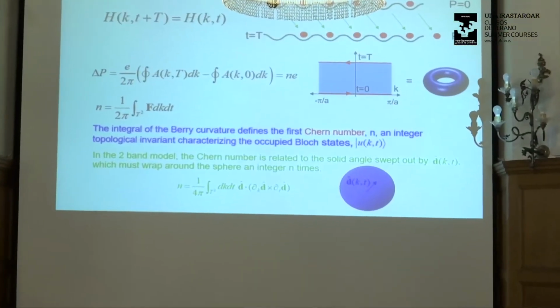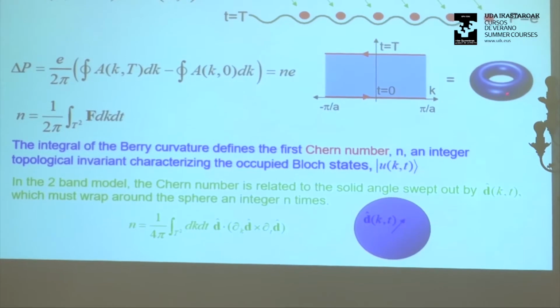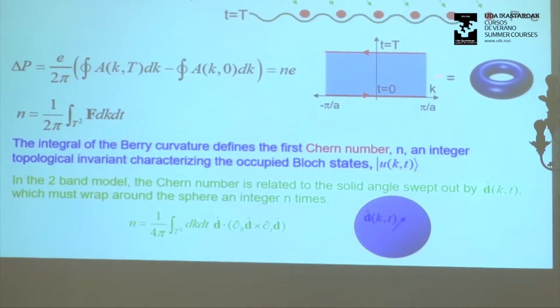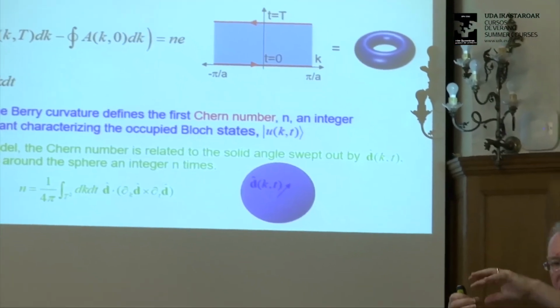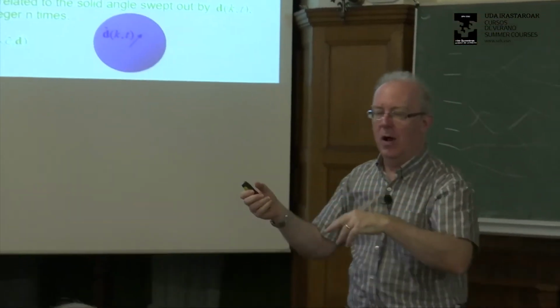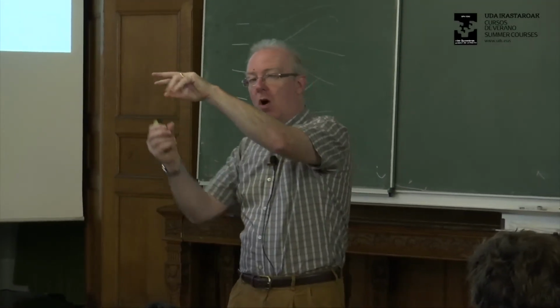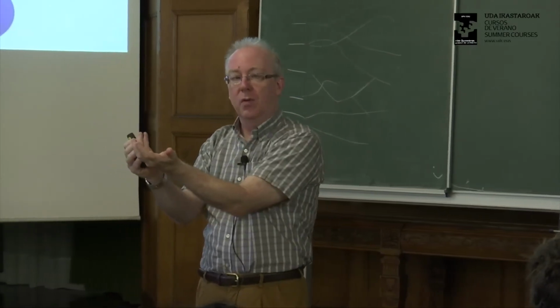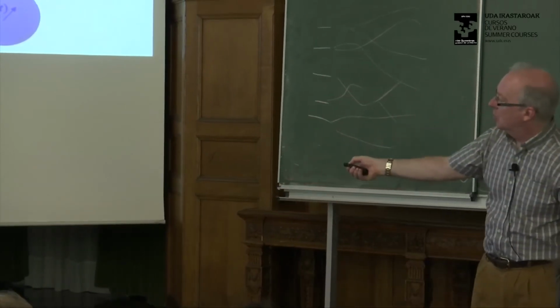So I can think of this band structure as a mapping from the torus, which is the space of k and t, to a sphere, which is the unit vector d hat. What the Chern number is in that mapping is the number of times the torus wraps around the sphere. Everything could go to one point, in which case it would be 0. Or I can have it go all the way around the sphere, any integer number of times. And you can write that as an integral.